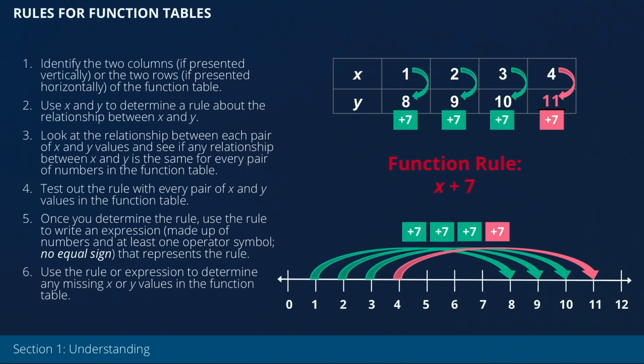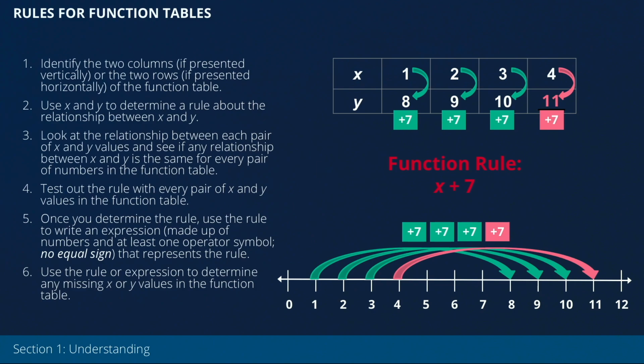So here you can see in my first column, well, actually it's the second column, where I see 1 and 8. I think my rule might be to add 7. So now I'm going to test that out. Let's see, if I start at 2 and add 7, that does equal 9. If I start at 3 and add 7, that does equal 10. And if I start at 4 and add 7, that equals 11. So I think my function rule is to add 7.